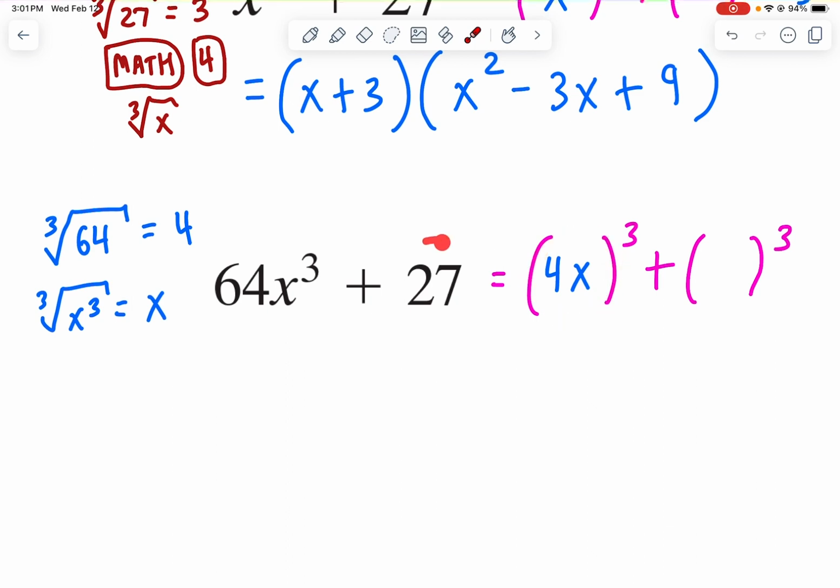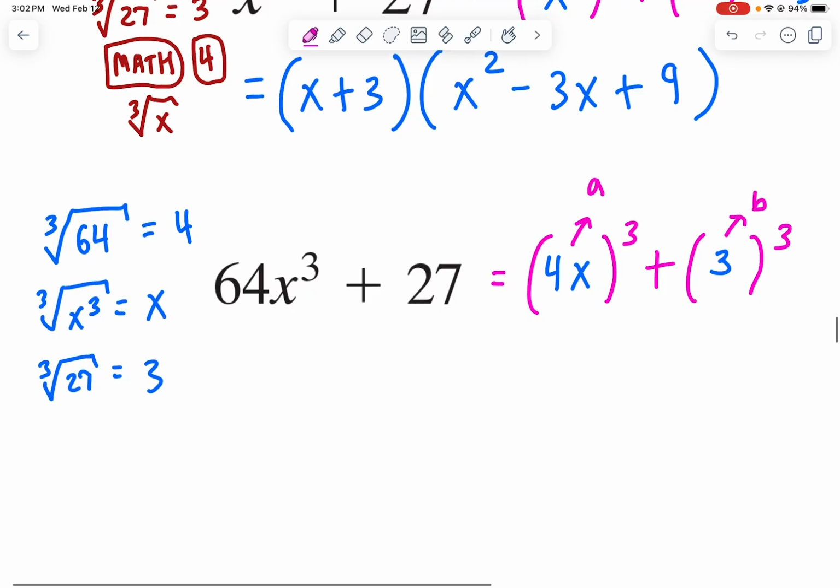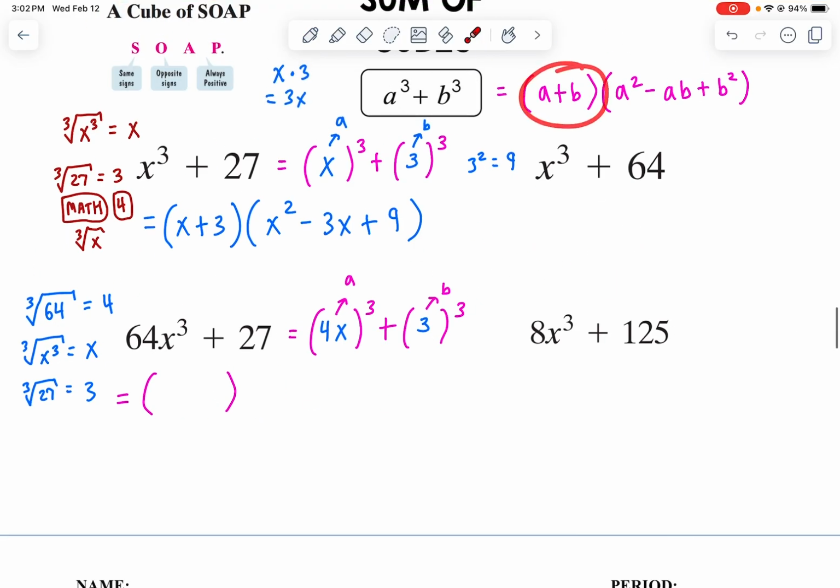The same goes for the 27. We're going to take the cube root of 27, which will give us 3, and that's what I'm going to put in the other parentheses. Once you rewrite it, don't forget we have to identify A and B, which are located within the parentheses. So this is A, this one's B. Now, knowing A and B, we can apply the same formula. Once again, they want us to add A and B. A is 4x, 3 is B. We'll add them together, so we'll get 4x plus 3.